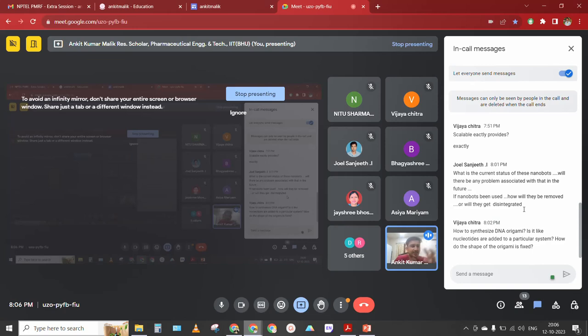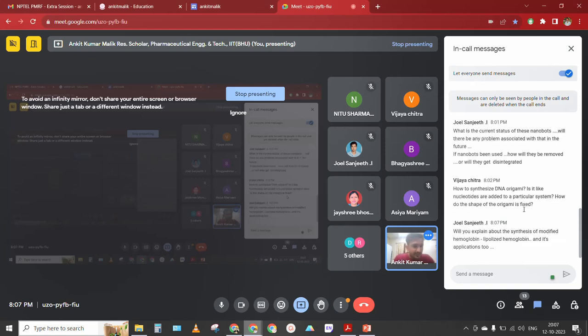So basically these nanobots are used as a carrier for any material, as with any nanoparticle. We will explain about the synthesis of modified hemoglobin, lipolysed hemoglobin in this application soon. Okay, we'll come to that also. The two pending sessions are there, then we'll cover this doubt also.